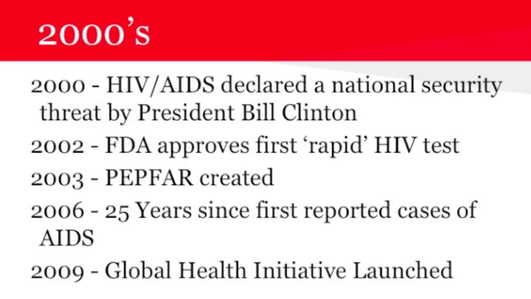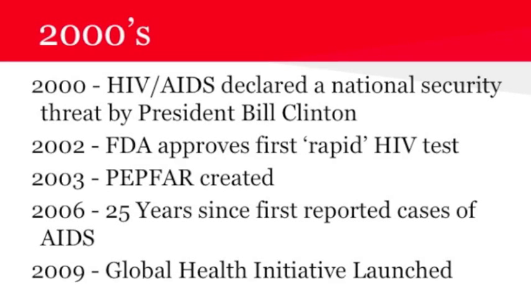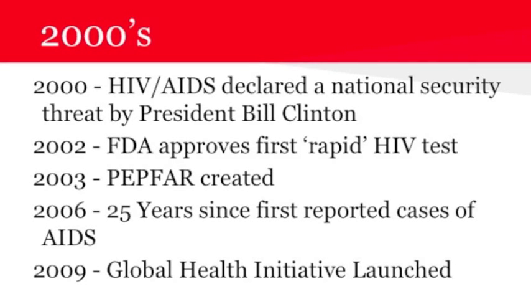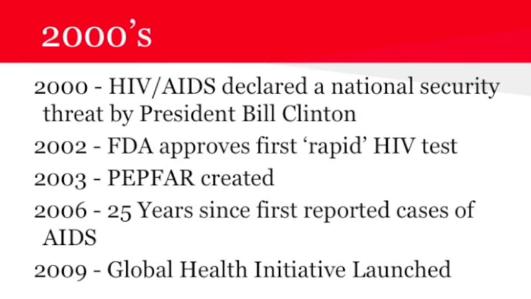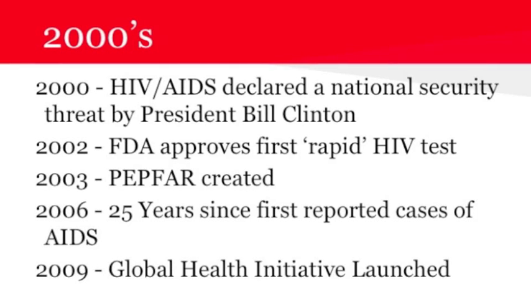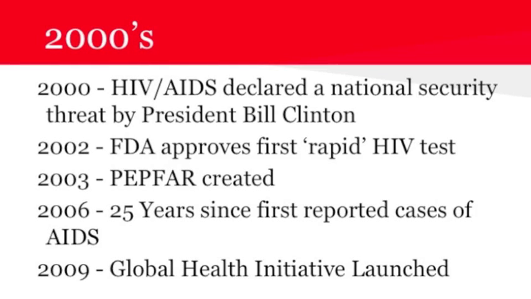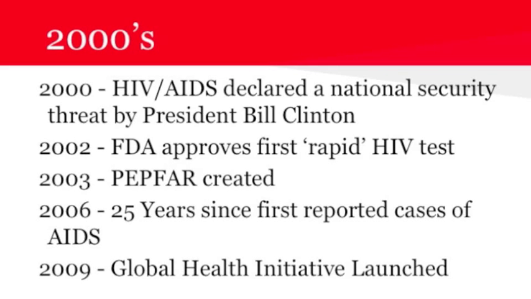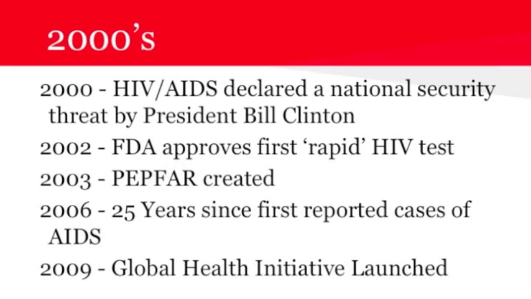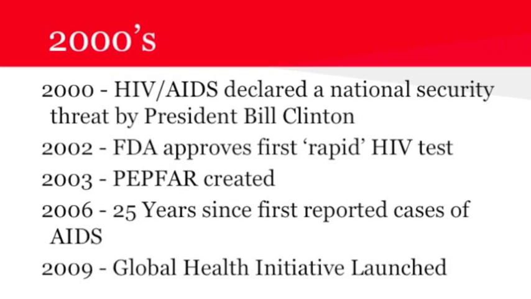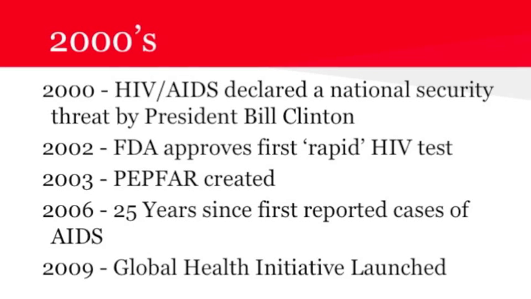In 2003, PEPFAR was established, and this was the President's Emergency Plan for AIDS Relief. George Bush created this program, and it was effectively a $15 billion plan to combat AIDS over a 5-year period. In 2006, this marked the 25th year that AIDS has been around in the United States. And then in 2009, Barack Obama launches the GHI, or the Global Health Initiative. This program initiated a $63 billion effort to develop awareness of global health in low and middle income countries. PEPFAR, reauthorized 1 year earlier for an additional 5 years, is at the core of the GHI.